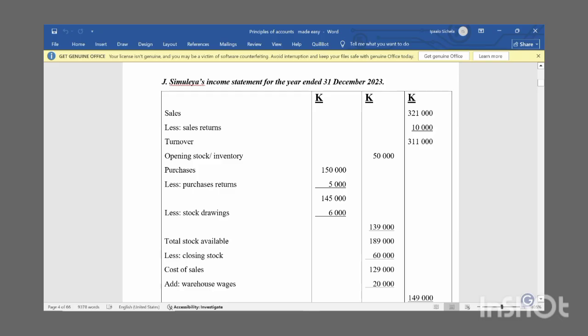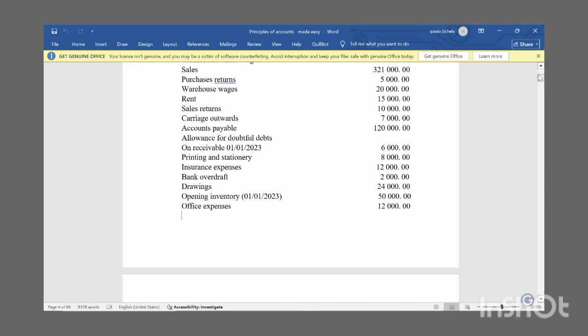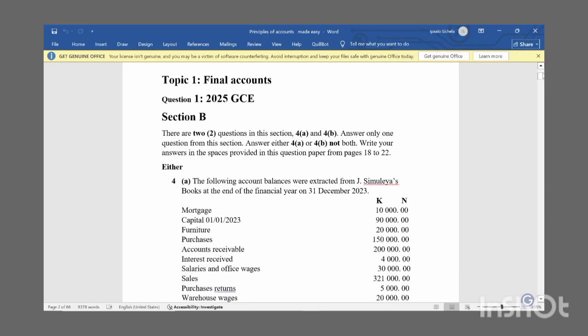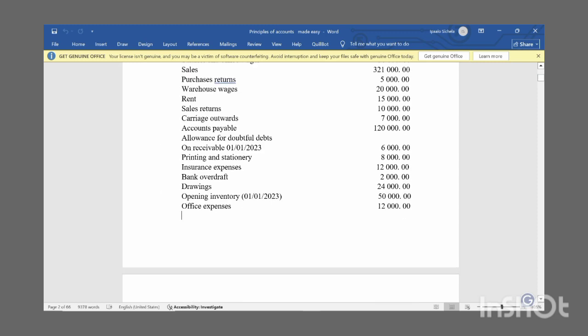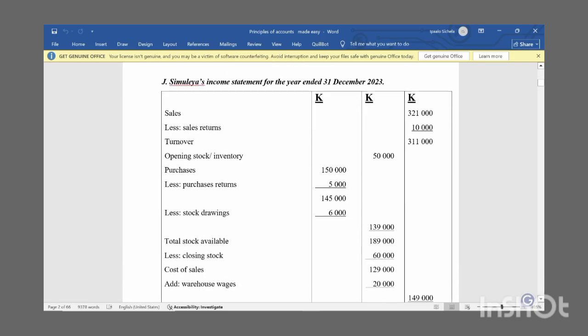Yes. So after you write that, you move on to the opening stock, or you can call it opening inventory. So what is the figure for opening inventory? We check the information. So the figure for opening inventory is 50,000. So let's record 50,000. So 50,000 is this one here.